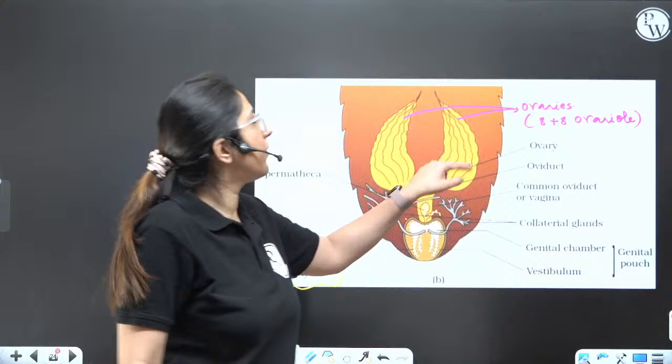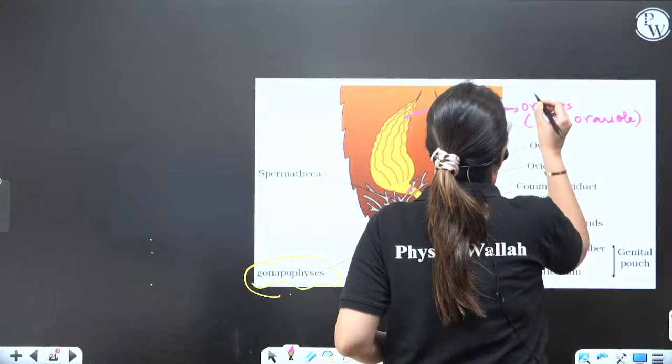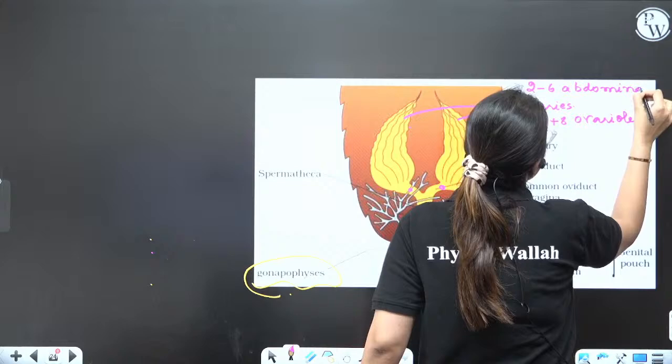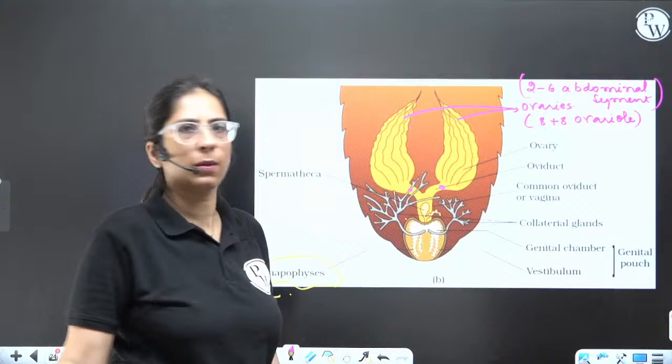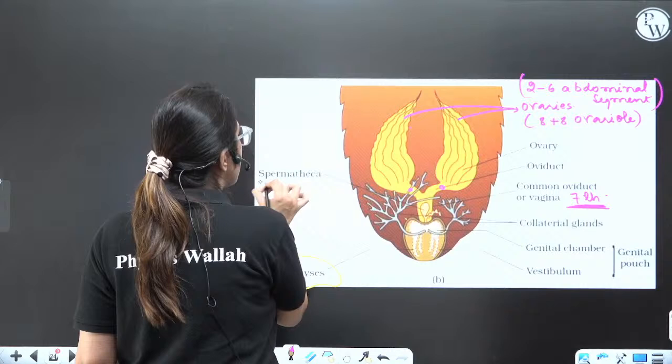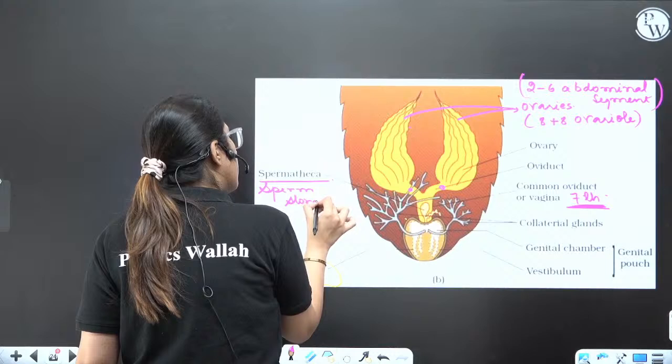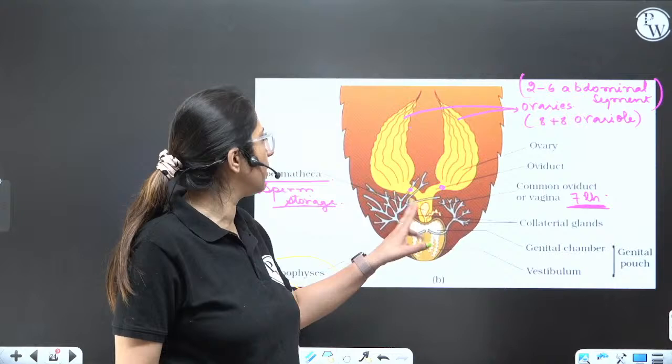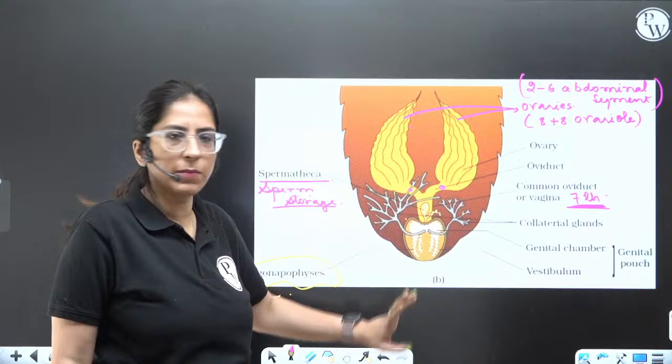Now, first thing is, where are these present? They are present in the 2nd to 6th abdominal segments. Clear? In the seventh segment you will find the common oviduct or vagina. Now the next thing: here you can see a pouch-like structure, which is the spermatheca, where sperm storage occurs. During copulation, the female stores the sperms in the spermatheca. The female will release 8 eggs from this side and 8 eggs from this side. How many eggs total? 14 to 16 eggs will be released.